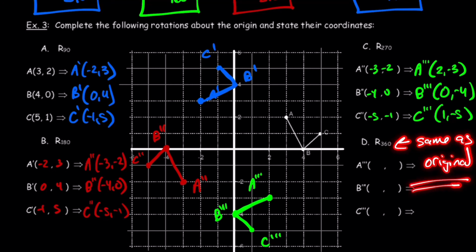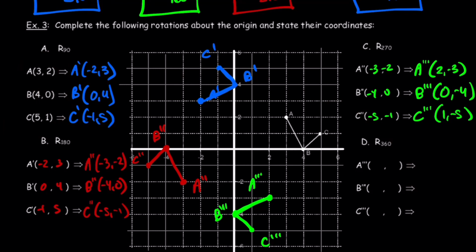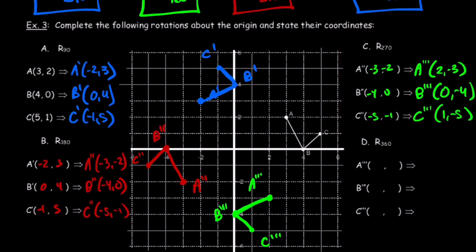I'm really not going to go over this. You could just copy these coordinates down over here if you wanted to. But we don't really rotate anything 360 degrees because what is the point? Basically, what we want to do is get used to rotating 90, 180, and 270. Okay? All right, so that's kind of an introduction.